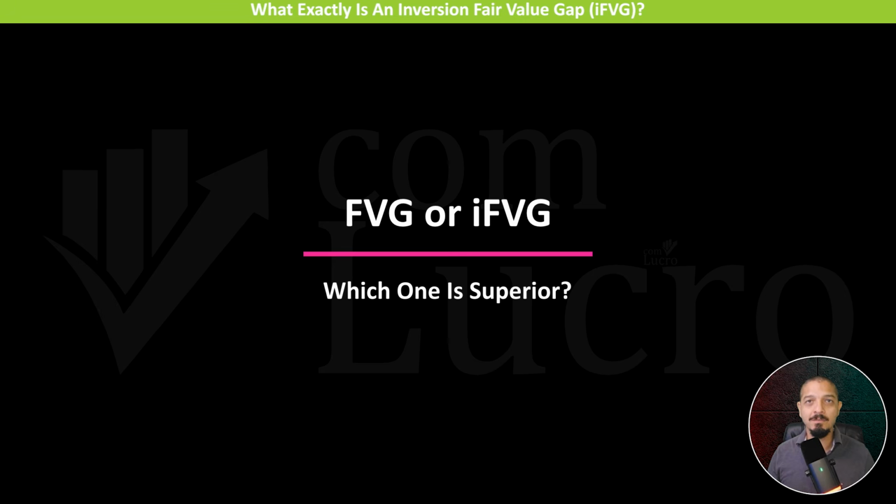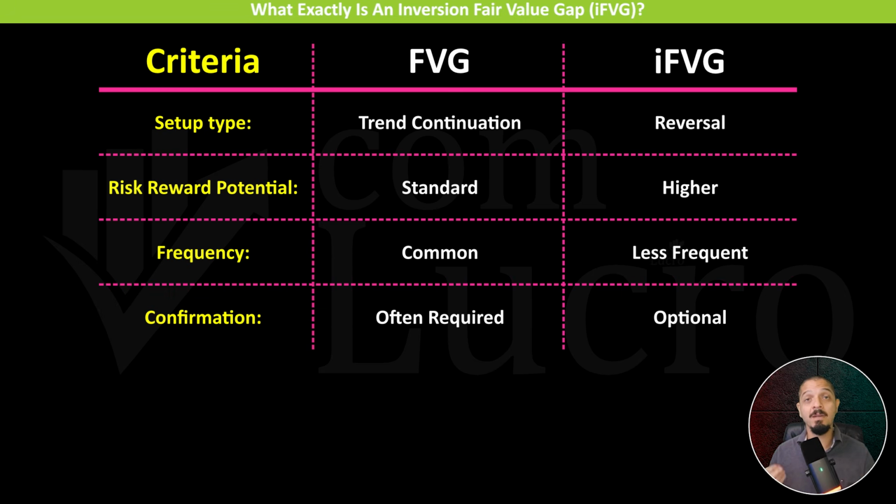Which one is superior? In reality, neither is better than the other. Both can be highly profitable when applied under the right conditions. They represent different types of setups, each with its own advantages and limitations. In general terms, the inversion behaves more like a reversal strategy, while the standard FVG aligns with trend continuation. For that reason, inversion setups often offer greater risk to reward potential.